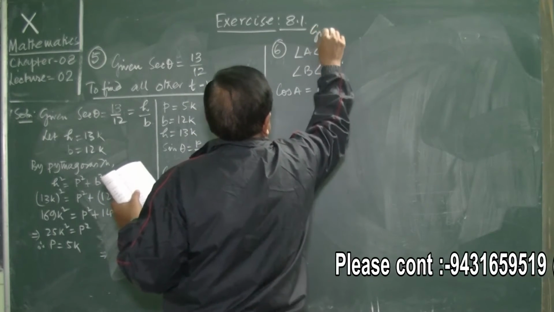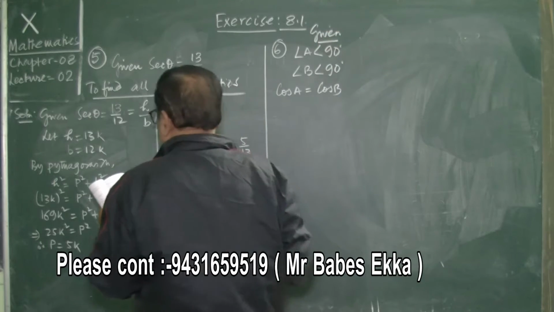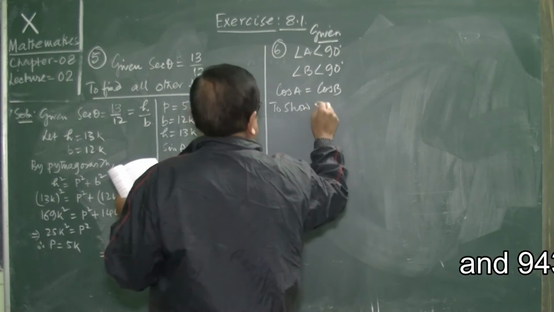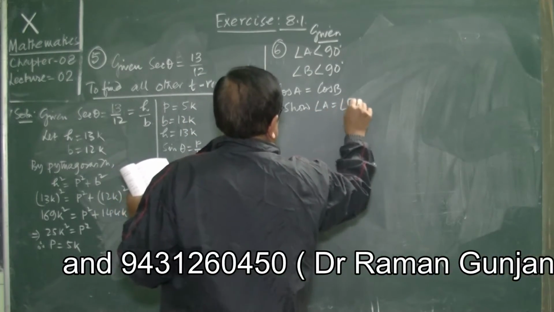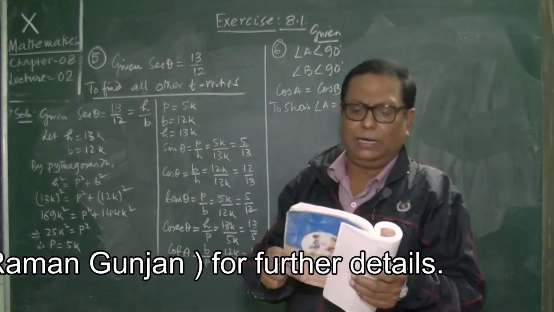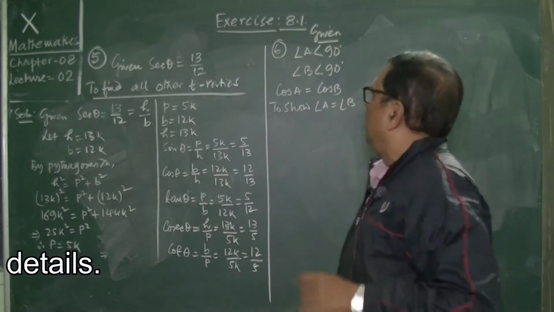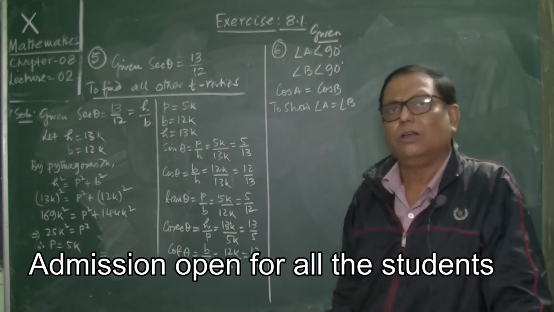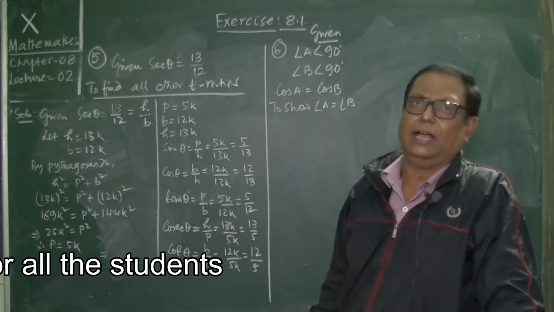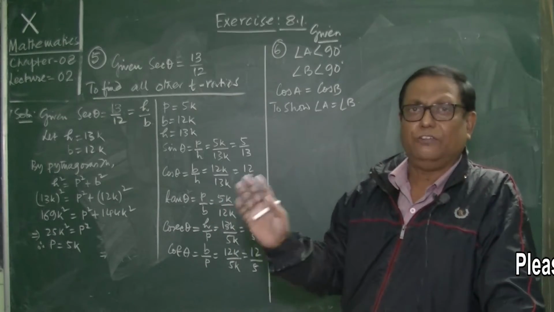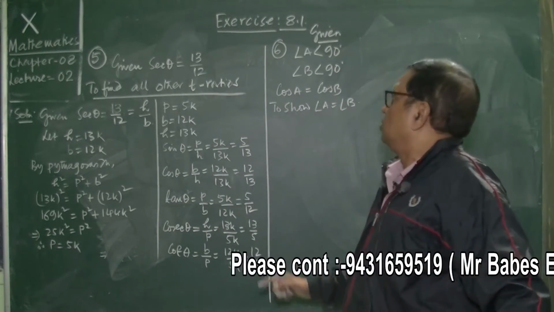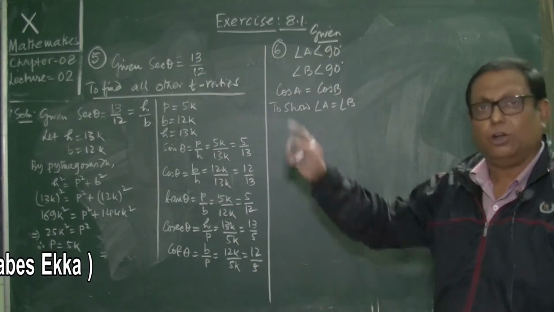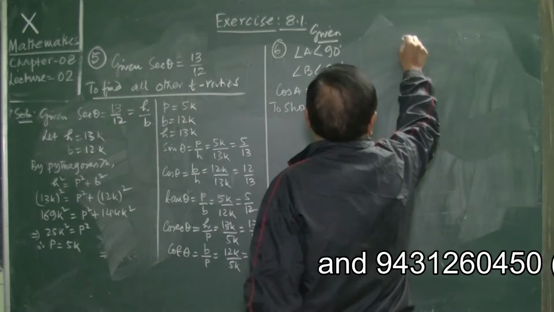So these are the given facts. To show: angle A equals angle B. The very first thing, put it in your mind, dear students, that A and B are two acute angles. But remember, these two angles are not the angles of the same triangle. We will construct two different right angle triangles, in one of which angle A will be there, and in the other angle B will be there. It is not the triangle ABC. See how to do it.